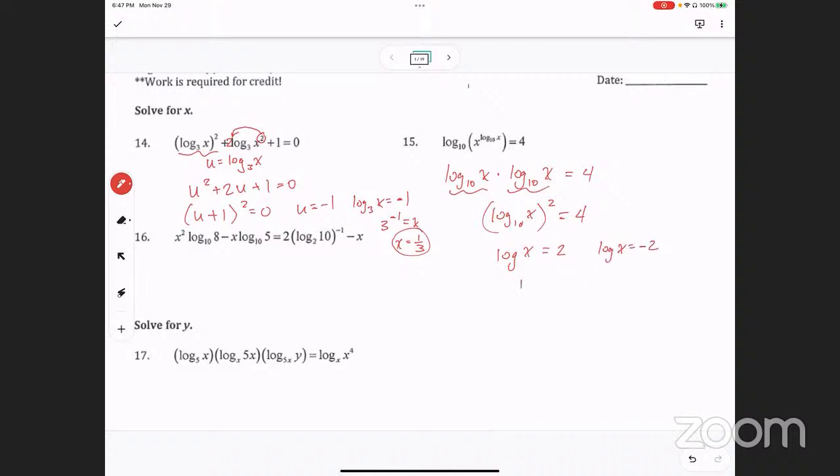This means that 10 squared equals x. And this means 10 to the negative 2 equals x. This is x equals 100. And this is x equals 1 over 100. So those are your two answers for that problem.